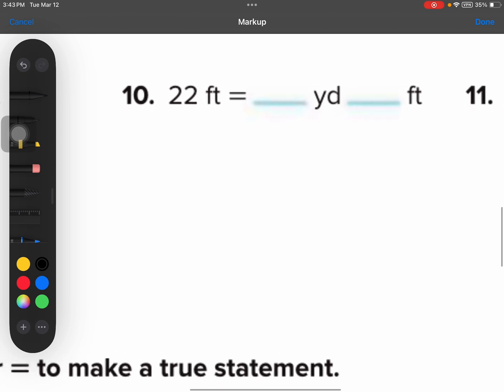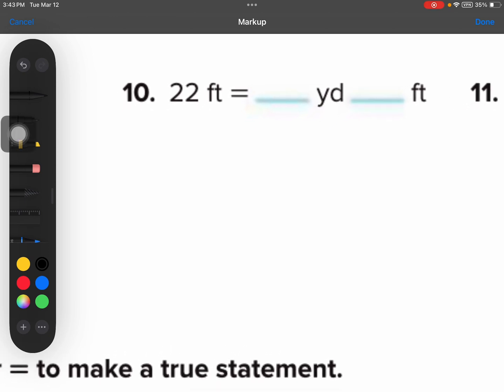Number 10, this one's fun. We have a remainder. So we have this many feet that we have to see how many yards we can pull out of and how much is left over. All right, feet to yard, fly to horse, divide, of course. So we have 22, and I know that 3 feet equal a yard. So let's see how many yards we can pull out of this.